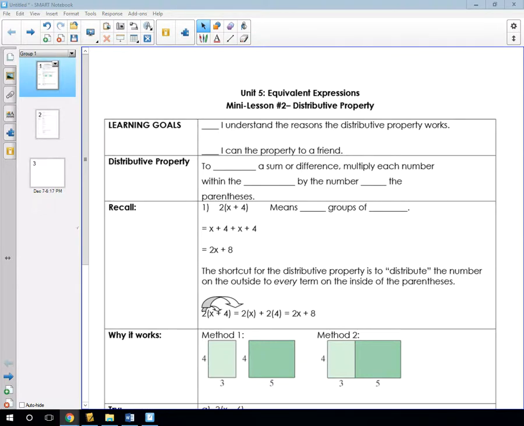On today's episode of the Kearney Math Show, we are going to be featuring mini lesson 2, the distributive property. But before we get started, if you will take just a moment to write entry number 2 at the top of your mini lesson.